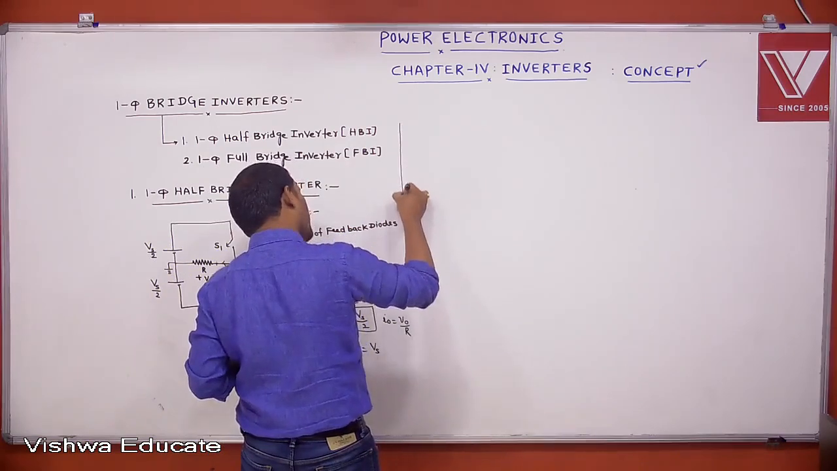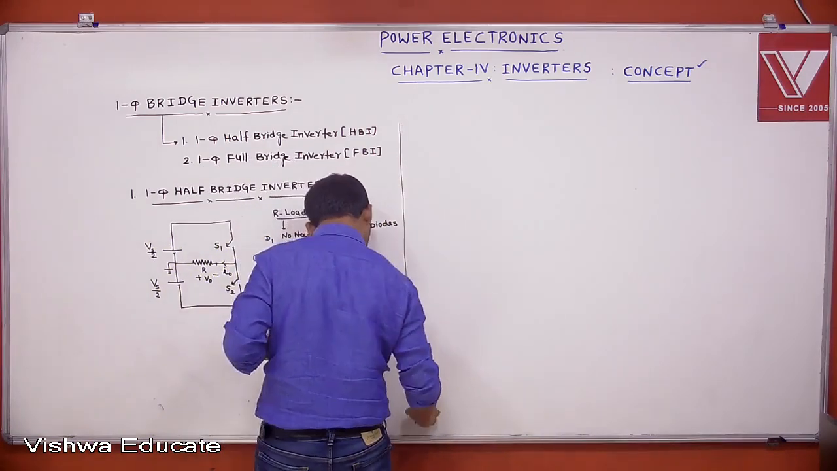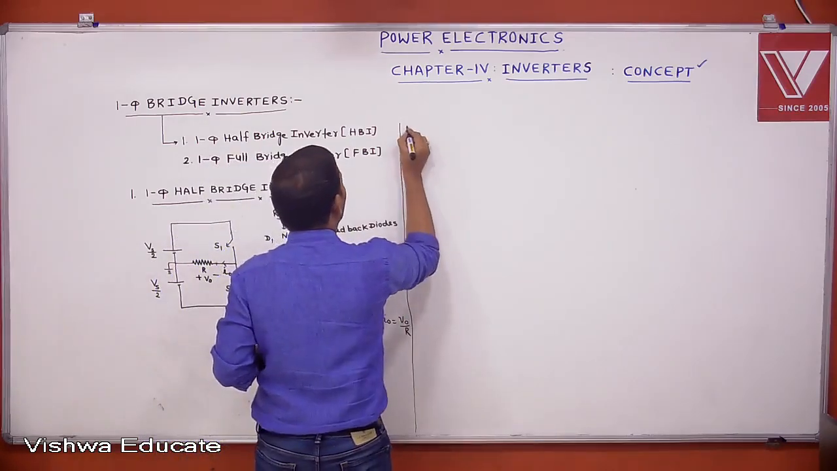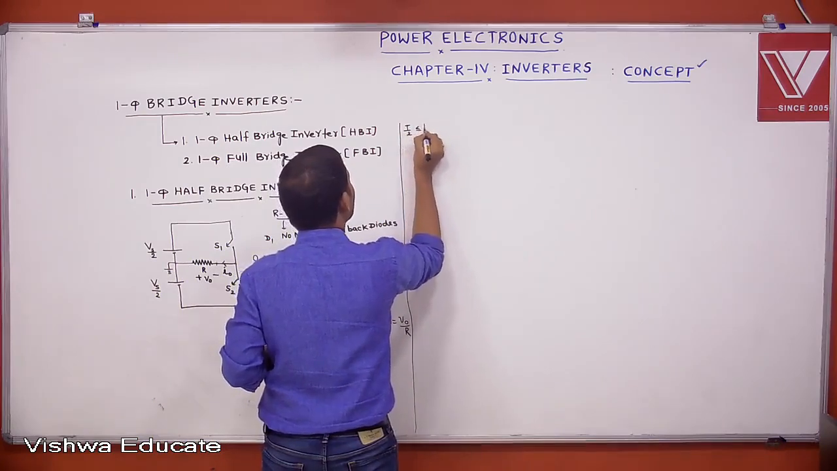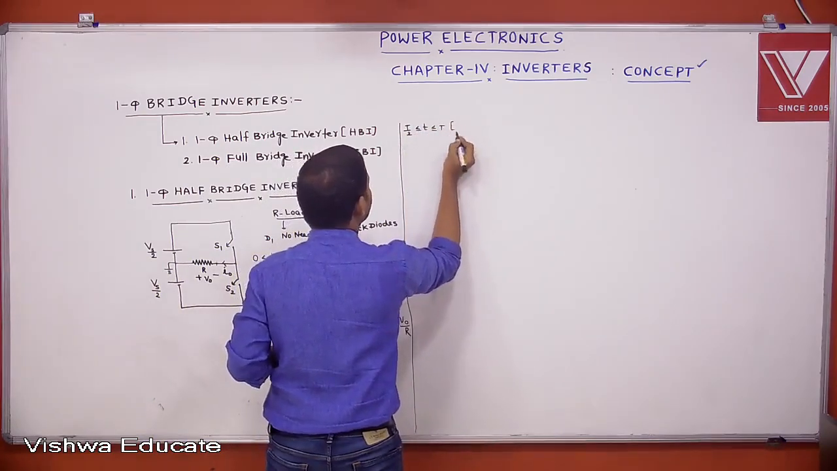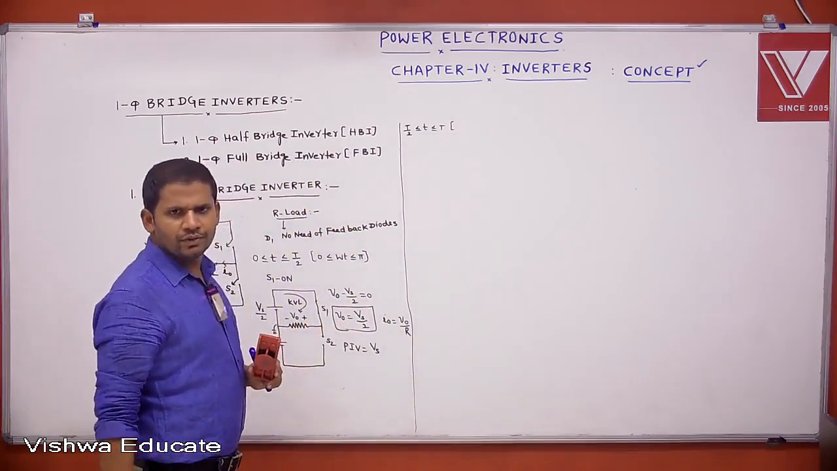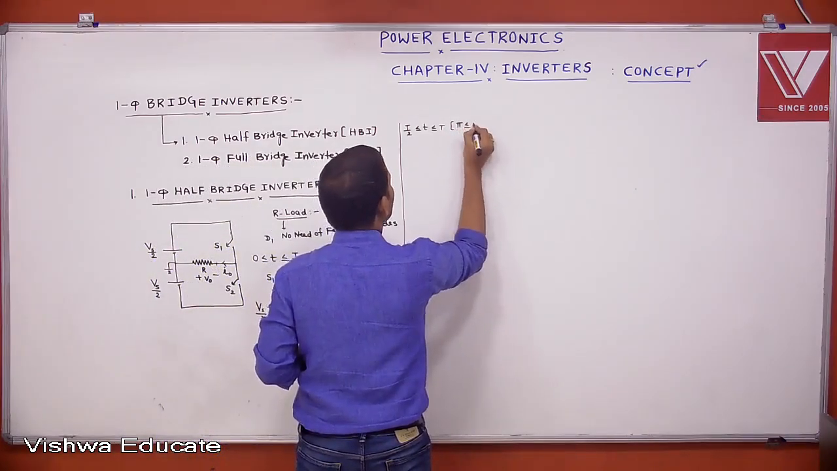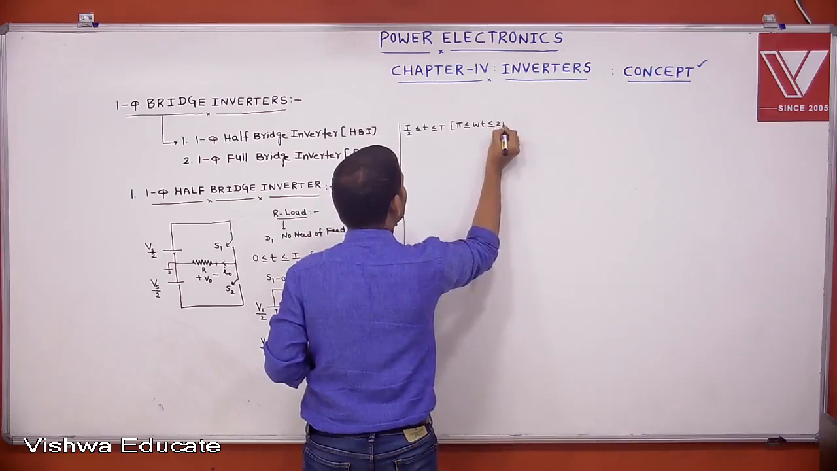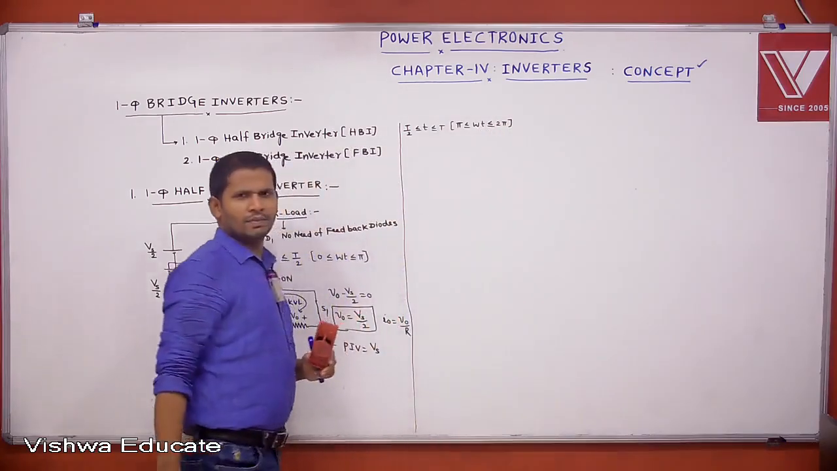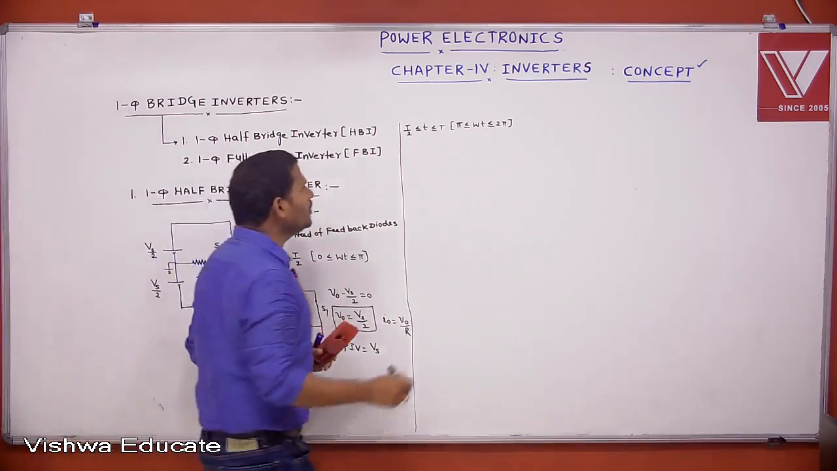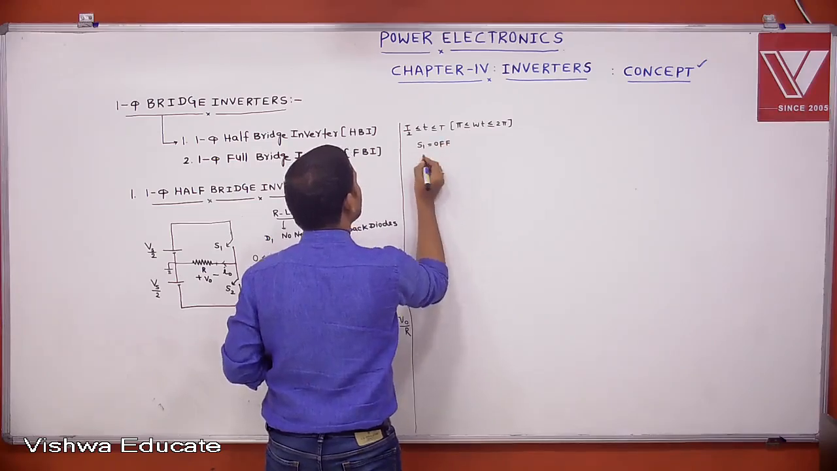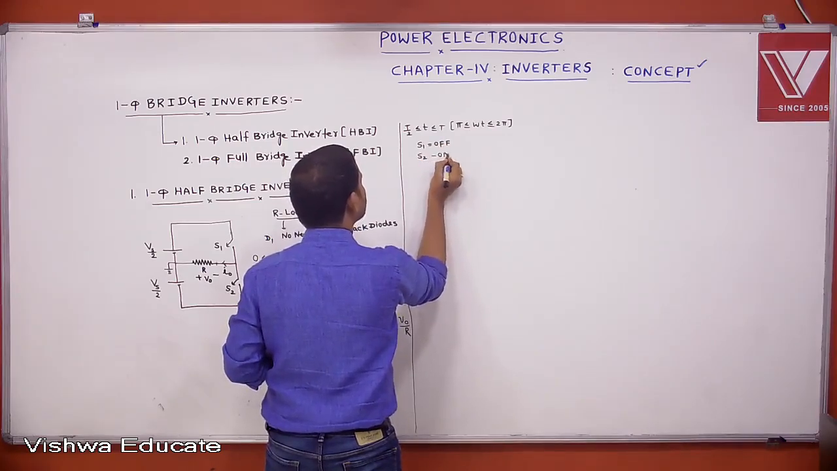On and off is in our hand. Based on our requirement, we can turn on or turn off the switches. Let for T by 2 less than or equal to t less than or equal to T, that means on the omega t axis, pi less than or equal to omega t less than or equal to 2 pi. Then what can we do here? We can turn off S1. S1 is off. Then I will turn on S2. S2 is on.